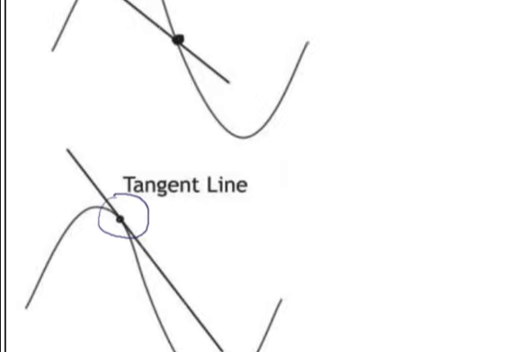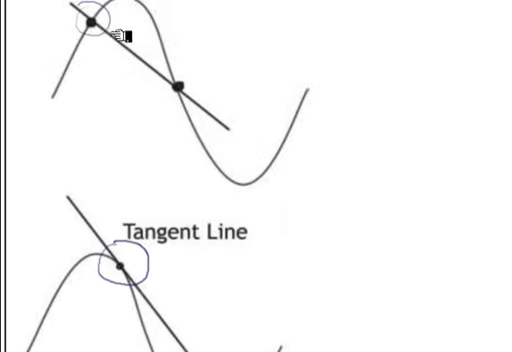Okay, just look at those two pictures together and you see the difference. The secant line crosses over from one side to the other, and the tangent line stays on one side.